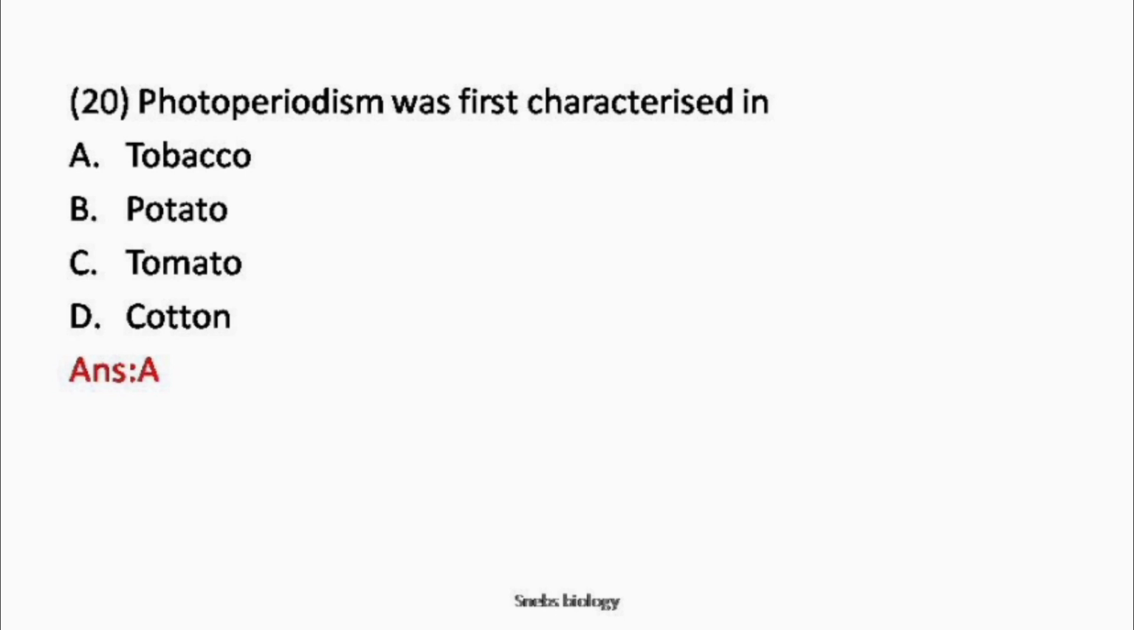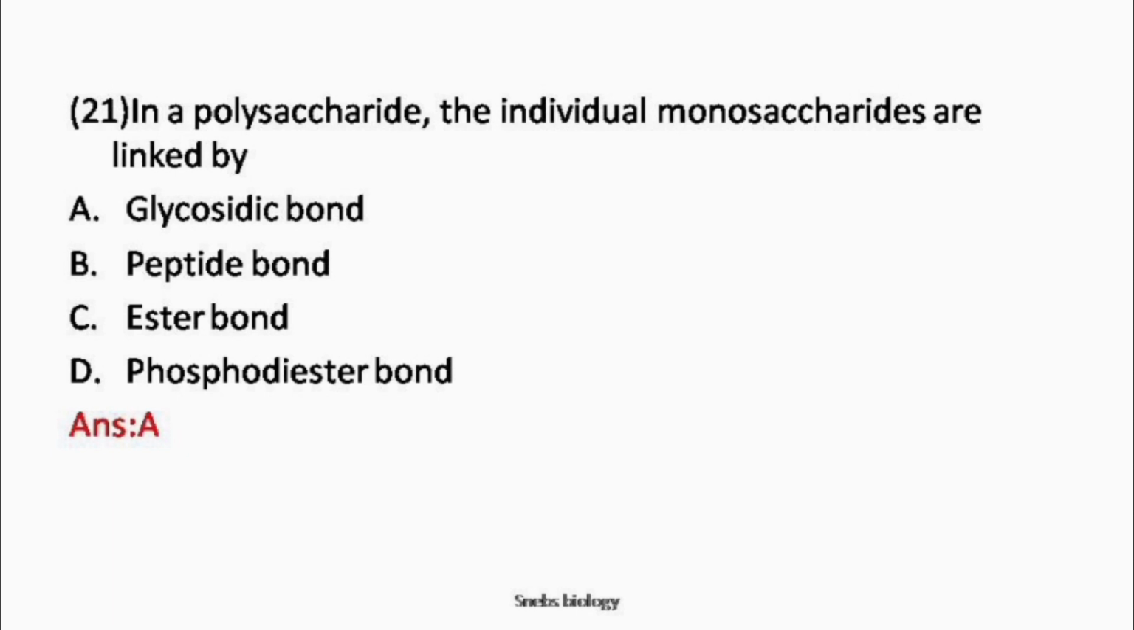Next question number 21. In a polysaccharide, the individual monosaccharides are linked by option A, glycosidic bond, option B, peptide bond, option C, ester bond, option D, phosphodiester bond.